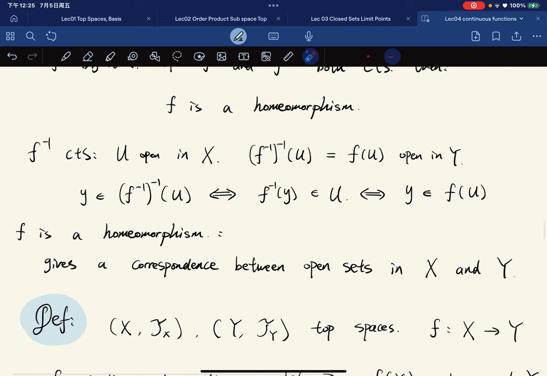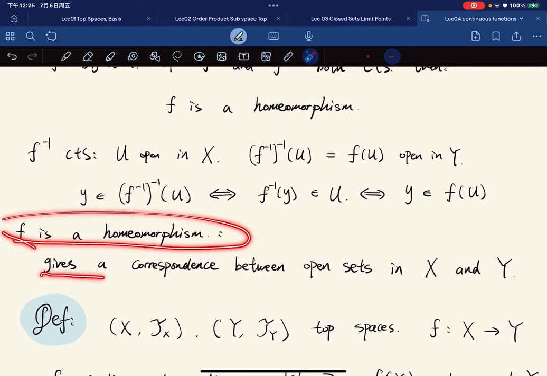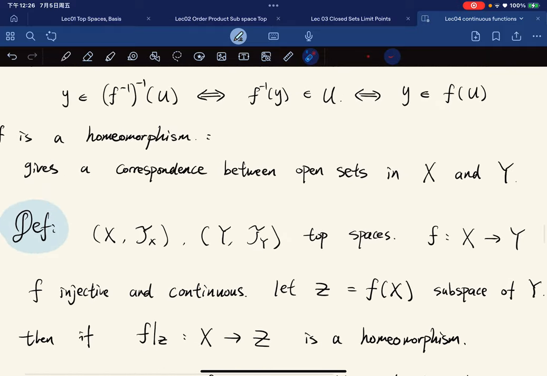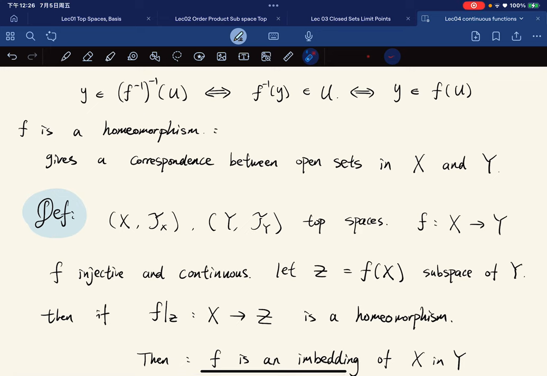So Y does equal what I've already shown here, right? Which means that f being a homeomorphism gives a correspondence between open sets in X and Y. It takes open sets to open sets, and it also takes inverse images of open sets to open sets, right? So it gives a correspondence between open sets in X and Y.